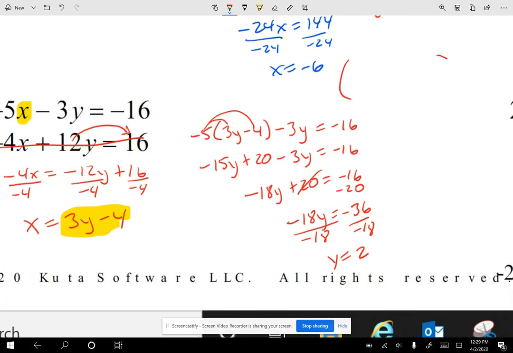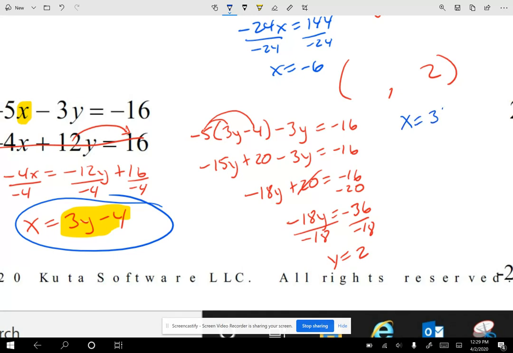I know half of my answer. Since I'm going to write them in alphabetical order, notice I'm putting my 2 after. Now I have to solve for x. For me to solve for x, I'm going to use this equation. I can use any equation that I want. I'm going to use that one. So I have that x is equal to 3 times 2 minus 4. So I know that x is equal to 6 minus 4. So x is equal to 2.